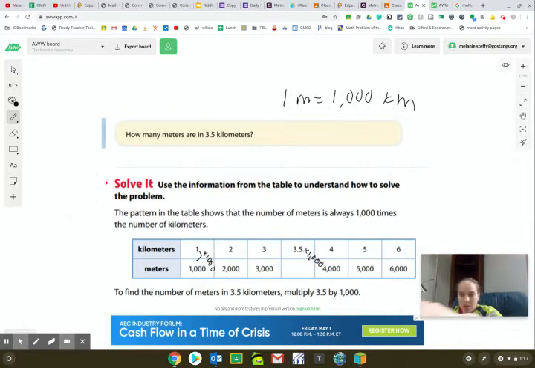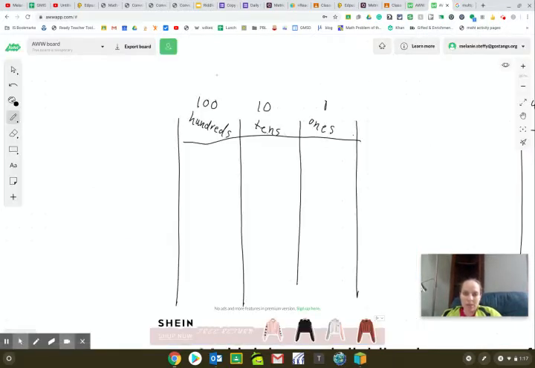We've learned at the beginning of the year some shortcuts and tricks to help us multiply decimals by powers of 10. So we're going to be using that today. I figured it's been a while since we've talked about it, so let's start off with a little bit of a review of how we multiply and divide with powers of 10. Here's an example of a place value chart.